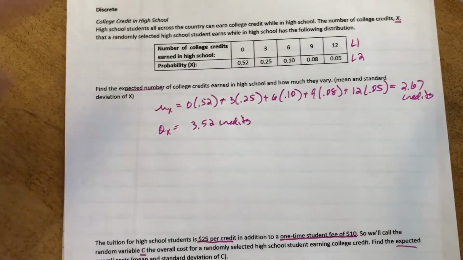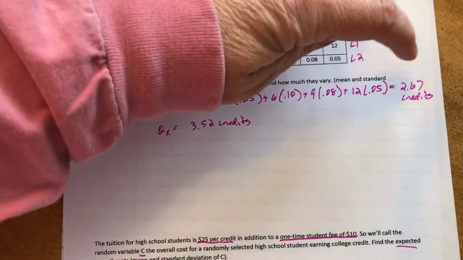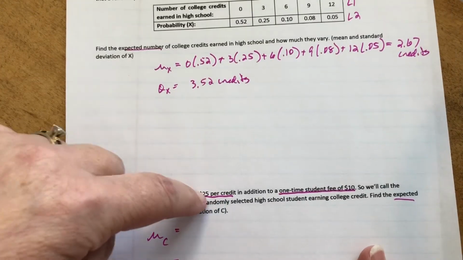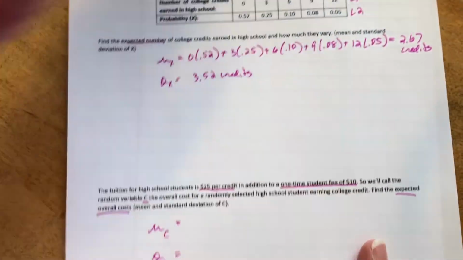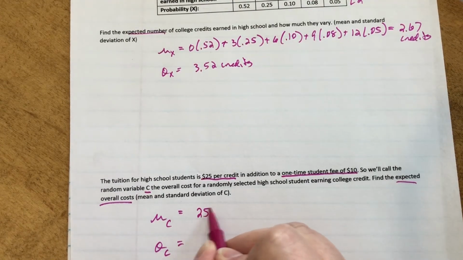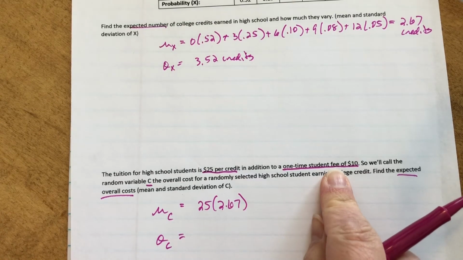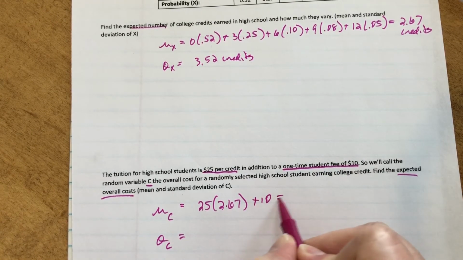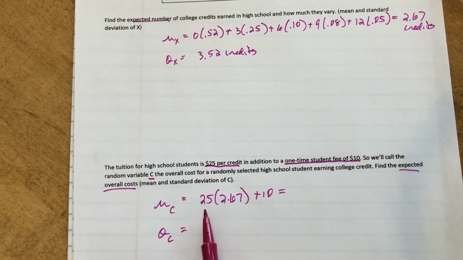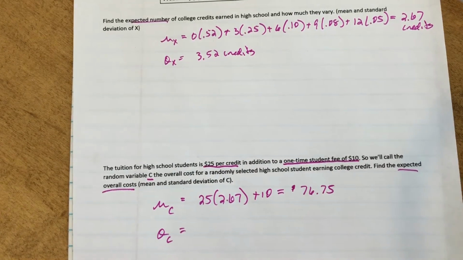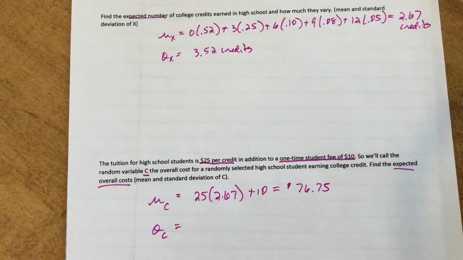So basically, if they earn 2.67 credits at $25 a credit, it makes sense, I would just multiply 25 times that. So 25 times 2.67. And then they always have a one-time fee, so I have to tack that $10 on. So a typical high school student, let's throw that in the calculator, will spend $76.75 earning their college credit while in high school. Again, quite a bargain when you compare it to what a college student pays.